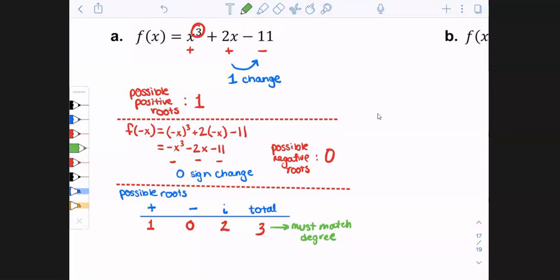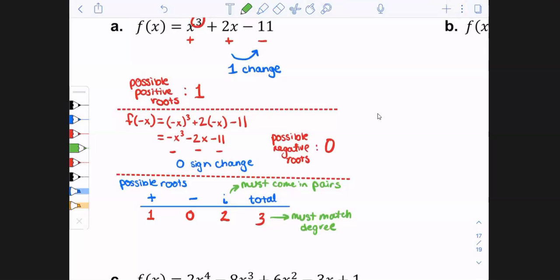The other thing to remember is when we're finding those imaginary roots, remember it's from the quadratic formula and we have that plus or minus. So that's why imaginary roots have to come in pairs. So if you're ever filling out this table and you have like a 1 for your imaginary root, that's not possible. So you've done something wrong because it has to be a 2, a 4, 6, 8, so on.